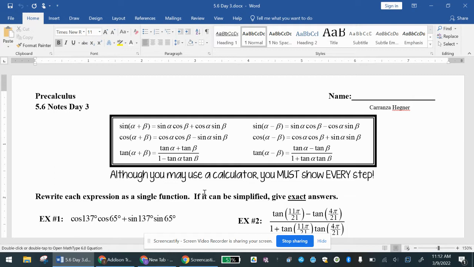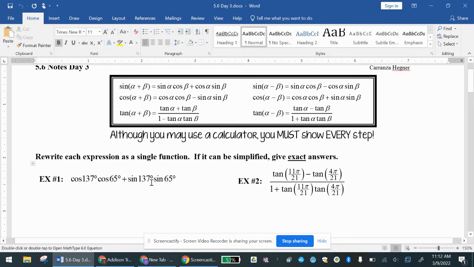As you notice, we are continuing on with applications of the sum and difference properties for trig functions like sine, cosine, and tangent. So just a quick reminder, you may use your calculator, but you still need to show every step. Okay, so if you could please go ahead and read the directions for the first two examples. Ask yourself if you think you know what they're asking.